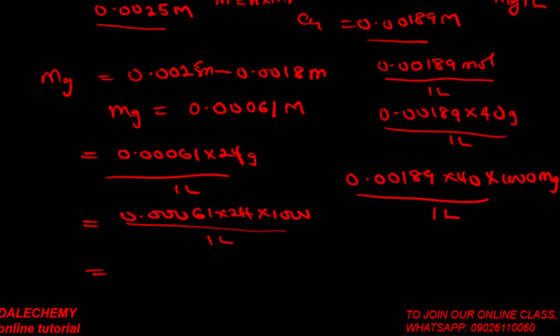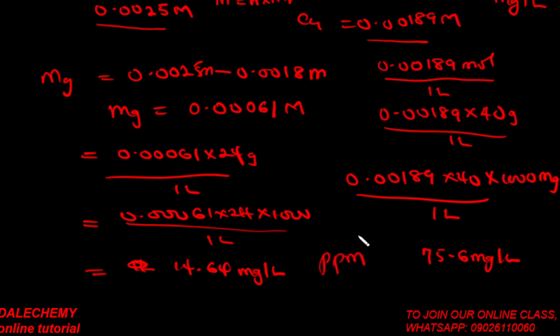So whatever you get here, let me do it. 0.00061 times 24 times 1000, divided by 1. So that gives 14.64 milligram per liter. And for this, if you do 0.00189 times 40 times 1000, that's going to be in milligram per liter also, and that gives 75.6 milligram per liter.